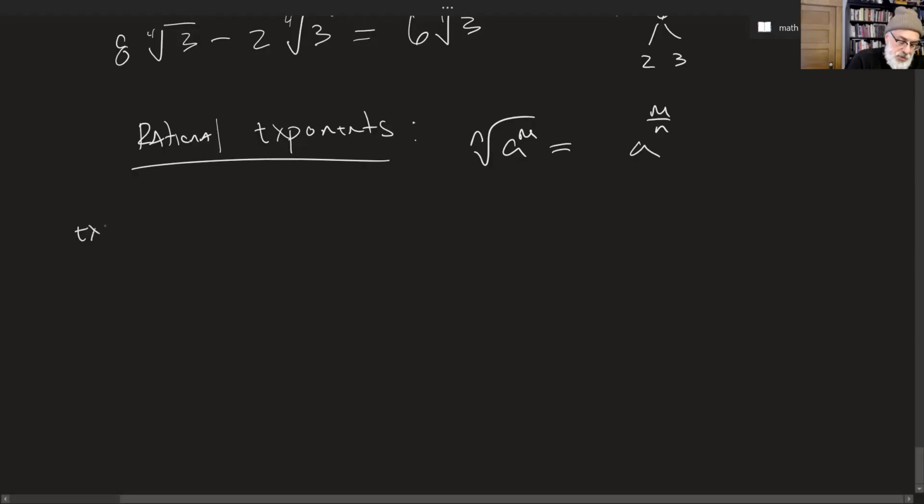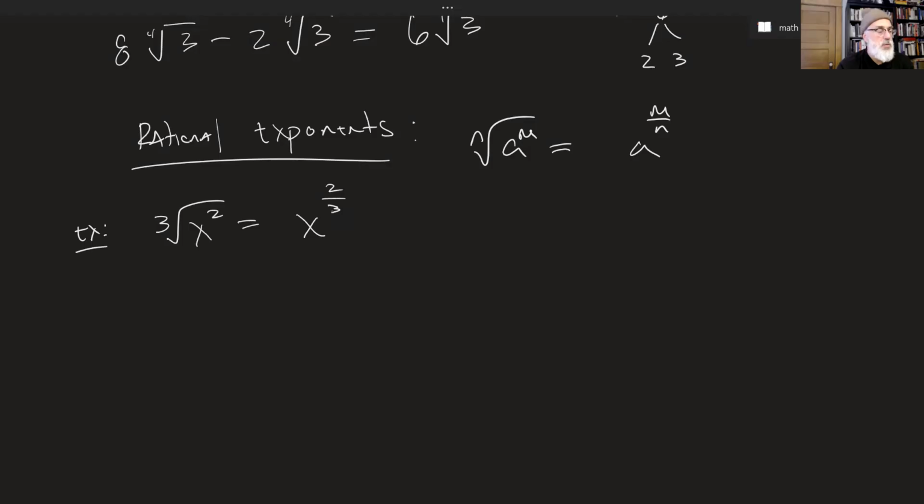Let's look at an example real quick. So the cube root of x squared is x to the 2/3. The root is always the denominator. The power of the radicand is always the numerator.